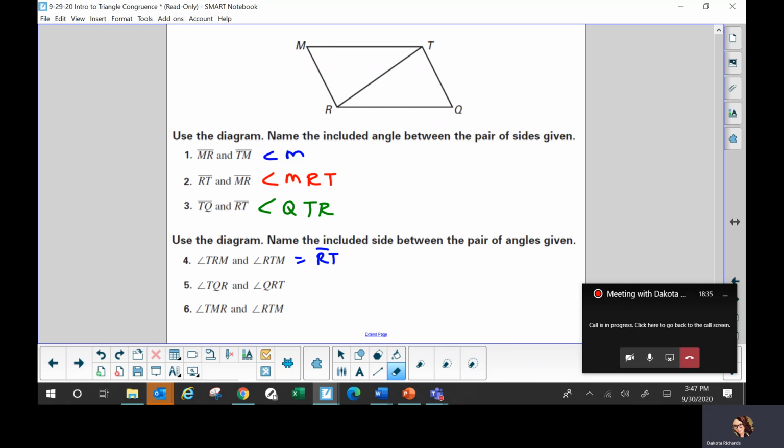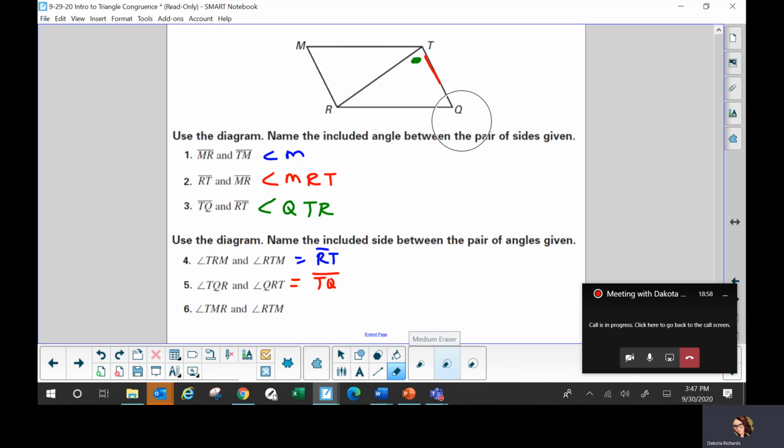Okay, next you have angle TQR. TQR is going to be here. And then you have angle QTR, QTR, which would be here. The side that is in between those is TQ or segment TQ.